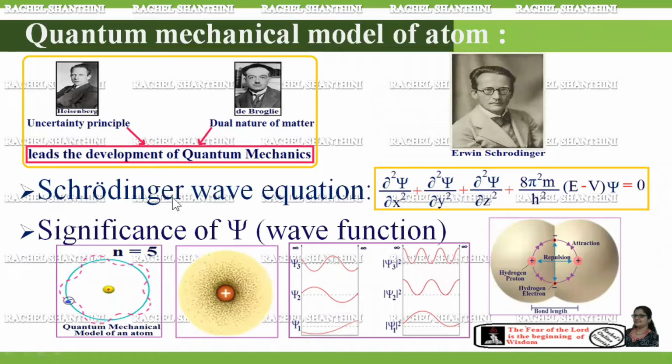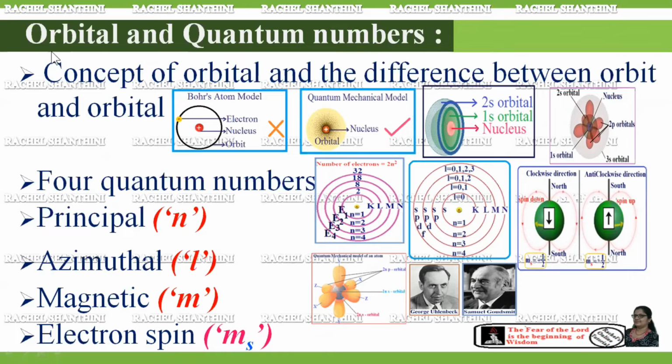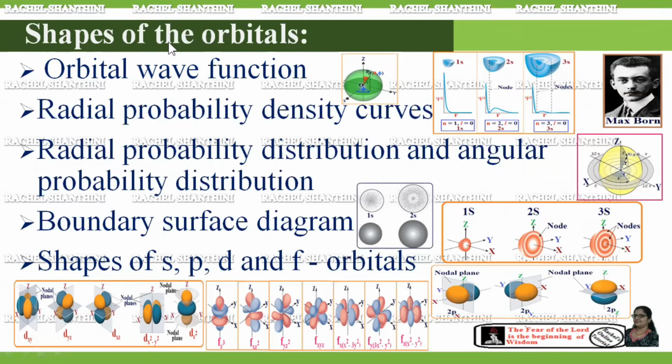In that, we have discussed Schrödinger wave equation, significance of psi, the wave function. In session 2.8, we have discussed orbital and quantum numbers. We have discussed four quantum numbers: principal quantum number, azimuthal quantum number, magnetic quantum number, and electron spin quantum number. In session 2.9, we have discussed the shapes of s orbitals, p orbitals, d orbitals, and f orbitals.